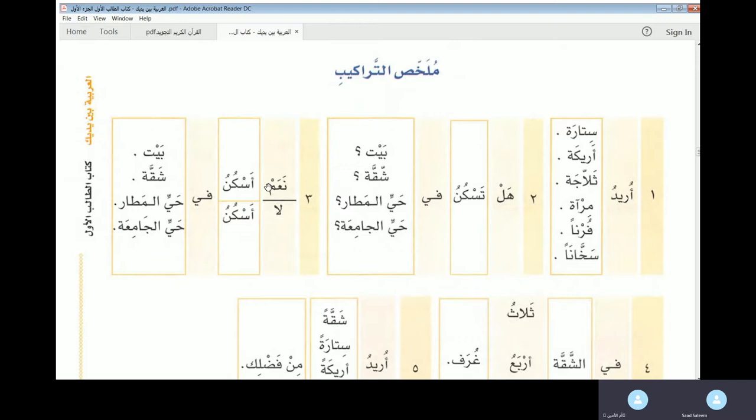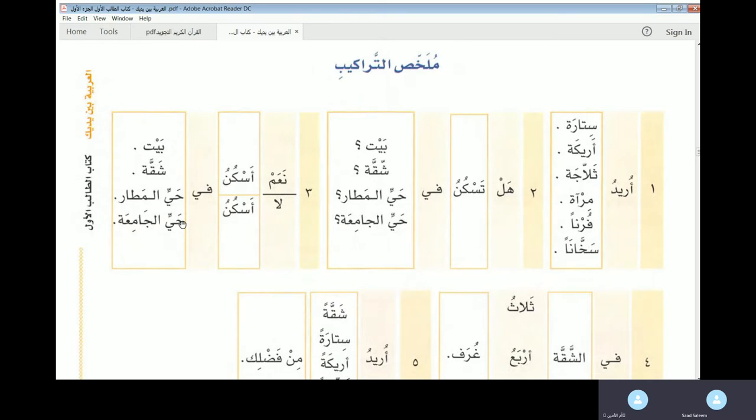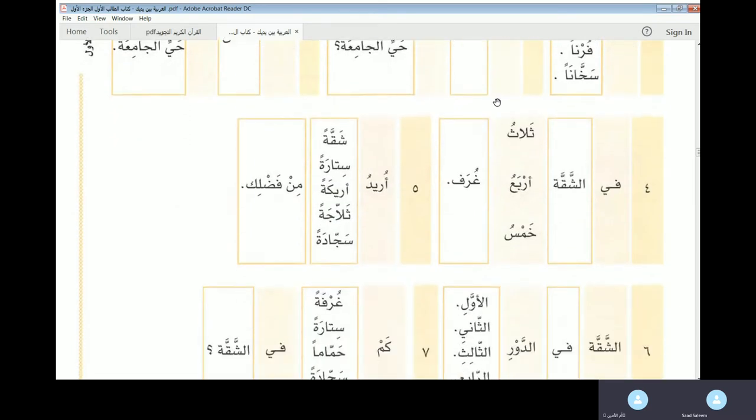Naam. Askunu fil bayti. Yes, I live in a house. Naam. Askunu fi shaqatin. Yes, I live in an apartment. La. Askunu fi hayil matar. No, I do not live near an airport. No, I do not live near the university.